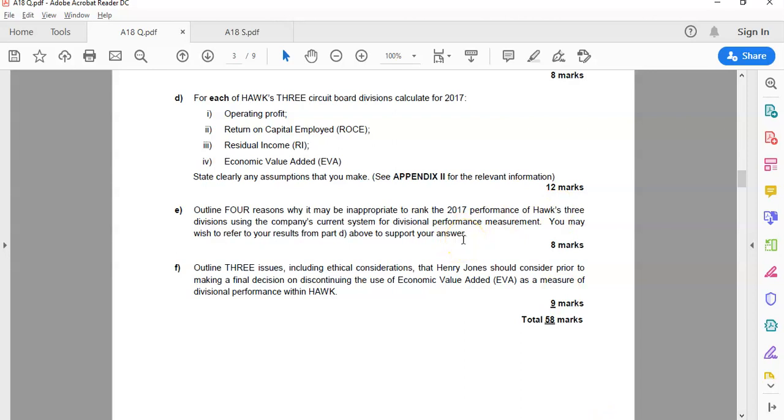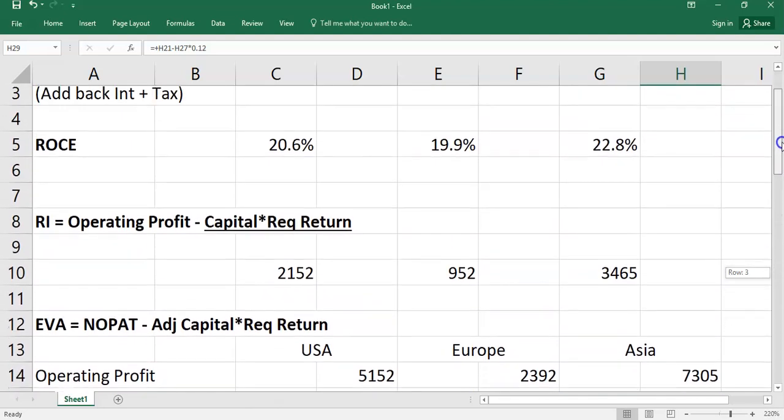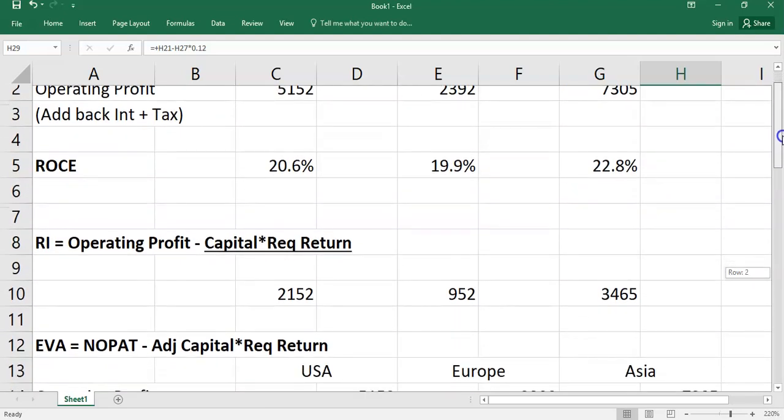So first thing we said, these are all financial measures. So it's a very narrow view of performance. That's one reason it may be inappropriate to rank them. The second reason it might be inappropriate is 2 of the 3, and remember they all get equal weight, so 66% of the weight is going towards short-term measures. And you could reference there explicitly the focus of the Asia department. They look great for ROCE and they look great for residual income.